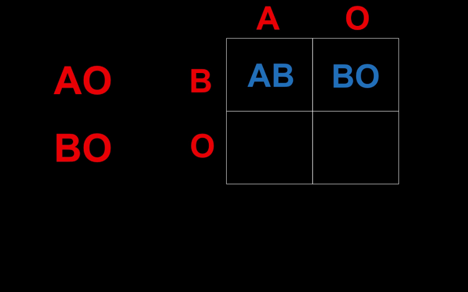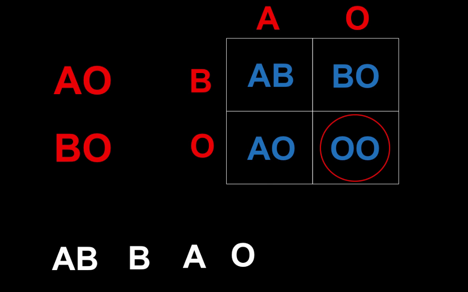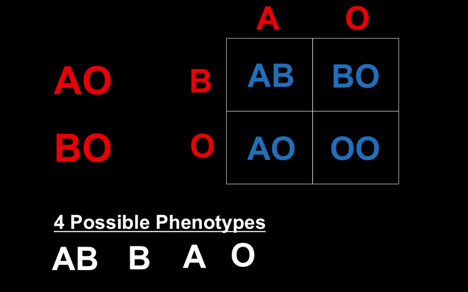So let's do a real quick Punnett square dealing with blood types. It works the exact same way as anything else. I'm going to put the two alleles on the top and the sides, and bring them down. In this case, the possible phenotypes I can get are AB blood, B blood, A blood, and O blood. So for this one, I have four possible phenotypes.